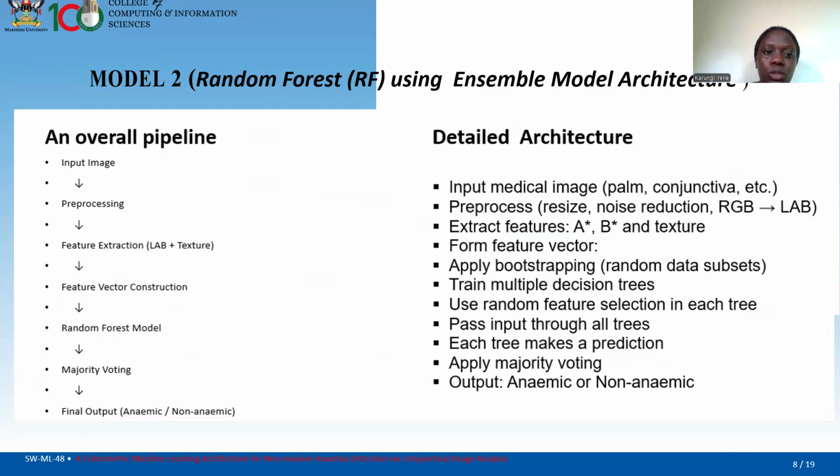So my second model is the random forest using ensemble model architecture. For its overall pipeline, you input the image, you pre-process it, you feature extract it, then feature vector construction, the random forest model, and the majority voting, then also the final output.